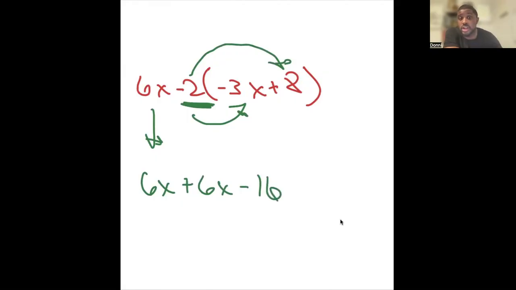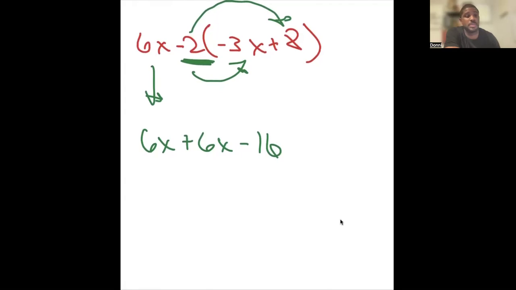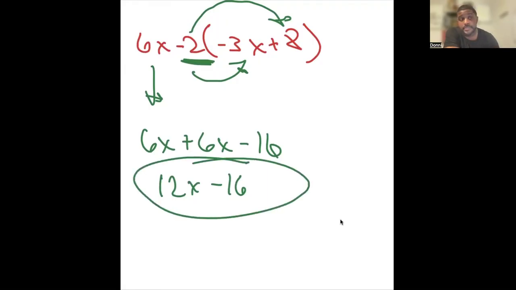The parentheses are gone. Everything's been distributed. Now I can just combine like terms. I have this 6x and another 6x right next to each other, so I'm going to add those two to make 12x minus 16. 12x is an x term, and negative 16 is just a regular number. I am done.